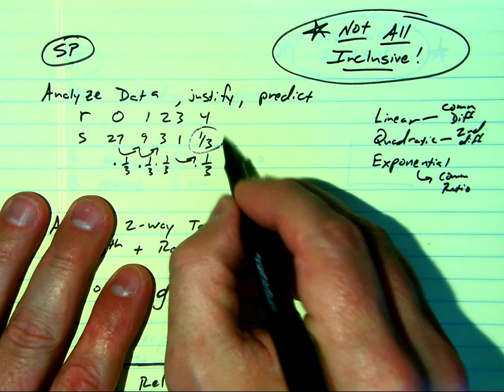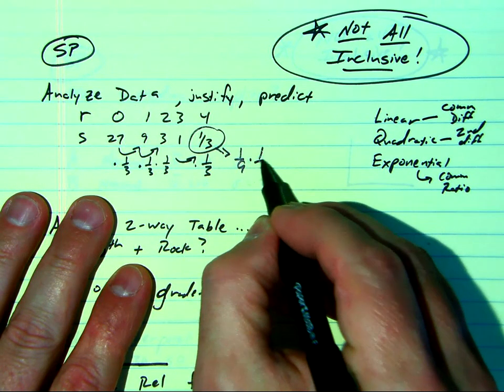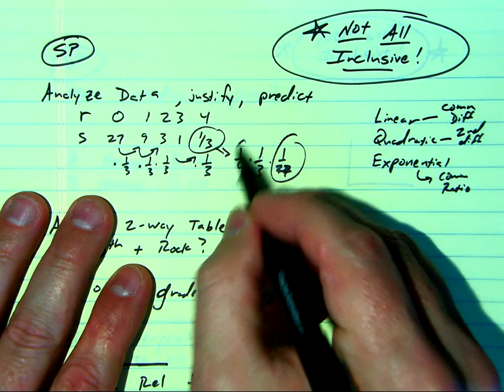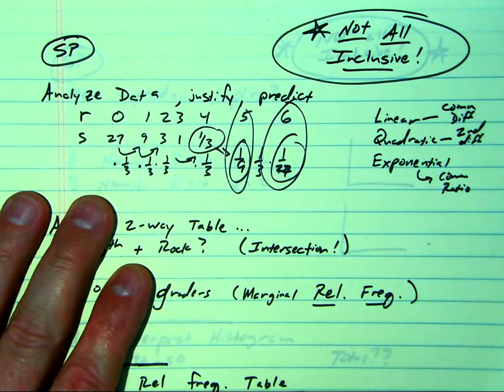Let's go. If you start with 1/3, what's 1/3 times 1/3? It'd be 1/9. Times 1/3 would be 1/27. That's how you can justify terms 5 and 6. Any questions on that concept right there?